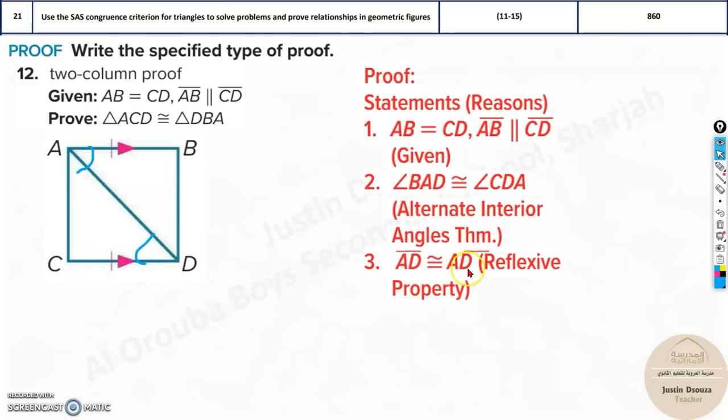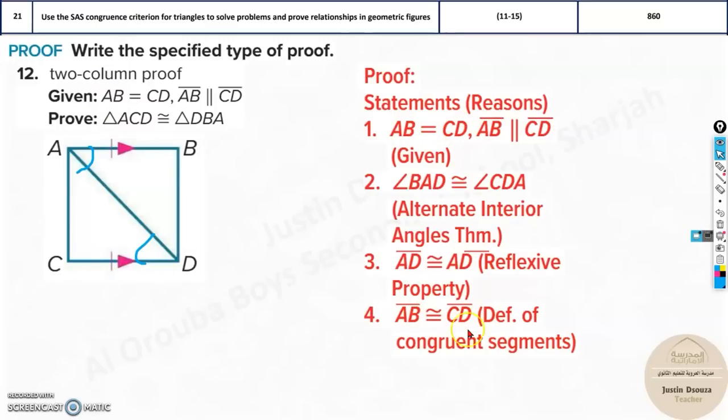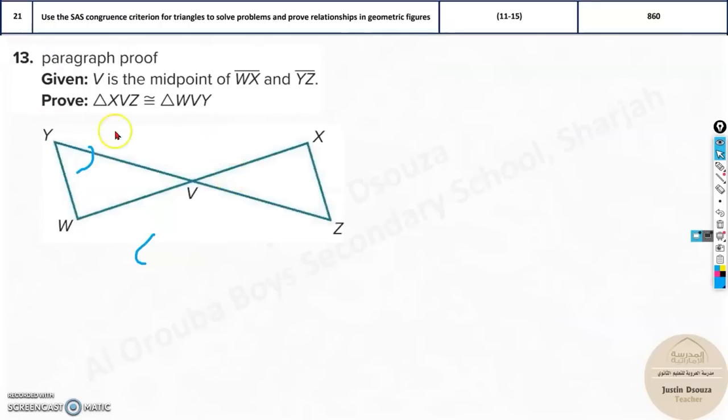That's it. Next, AD and AD is the same because it's the reflexive property. It's the same, right? And over here, they have mentioned AB and CD. It's given. They have told it's equal. So we can tell they are congruent because of the definition of congruent segments. So basically, you have side, angle, and again another side. That's the SAS postulate. Over here they have asked for a paragraph proof, but it's fine. You just write any one of them. Make sure you write it. That's the most important thing.